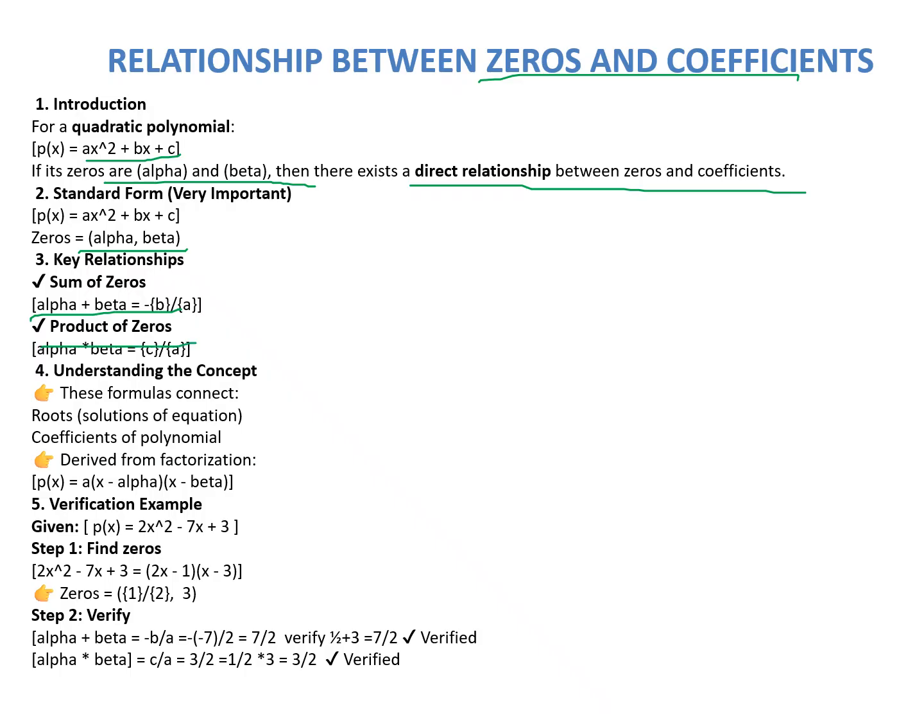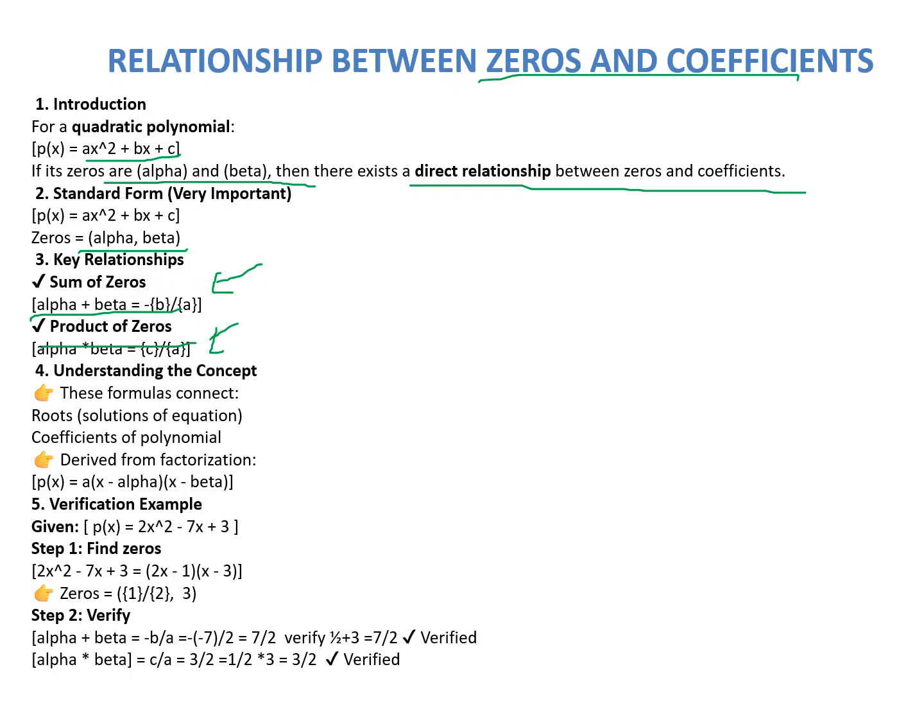Sum of the zeros is represented by minus b upon a, which is the coefficient of x upon the coefficient of x square, and then we have a negative sign to it. And product of zeros is represented by c by a, which is the constant over the coefficient of x square, which is the a. So these formulas connect the roots and the solution of the equation, and the coefficients are basically derived using the factorization method.